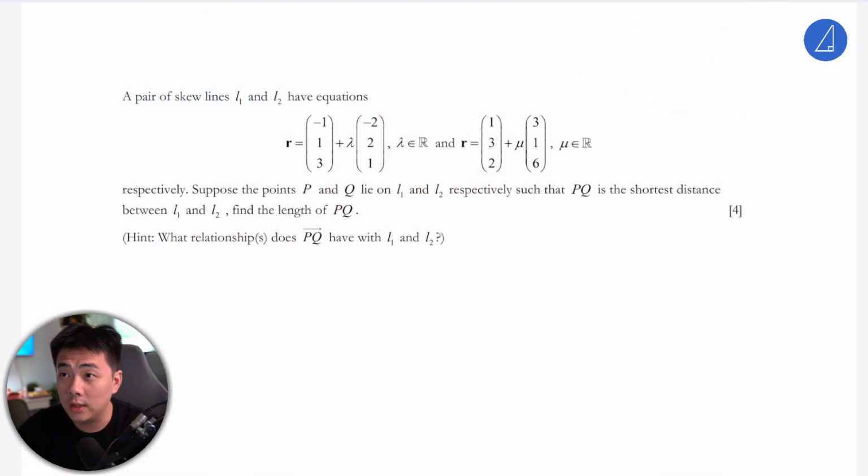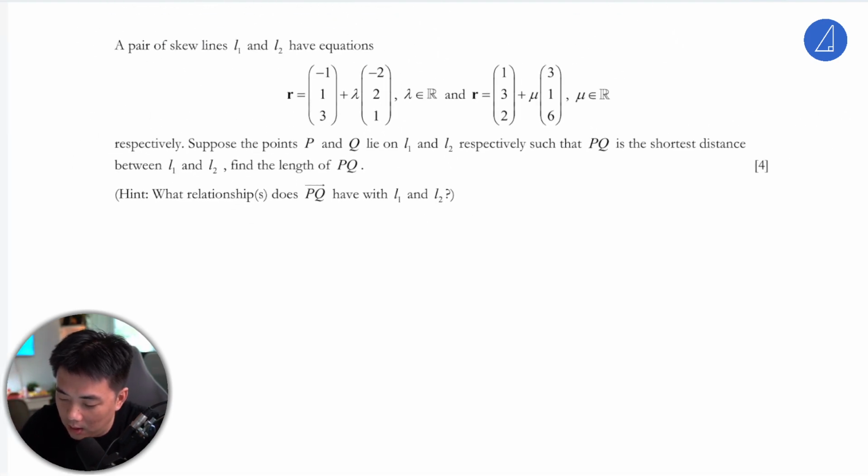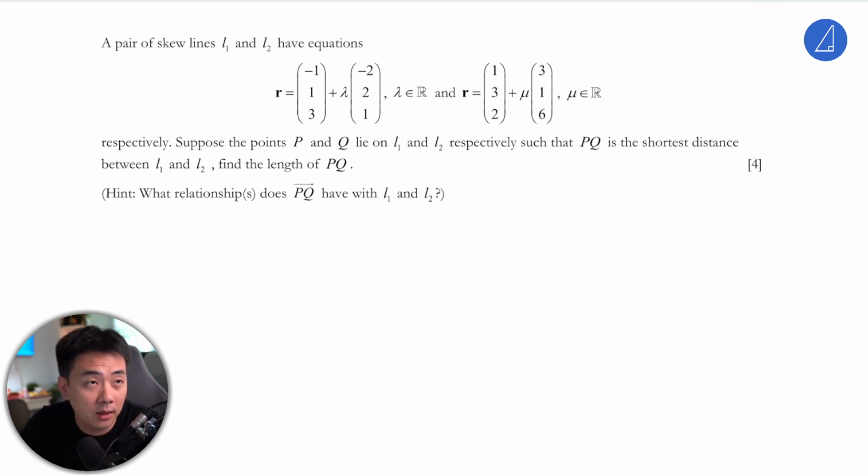Hi students, let's look at this question, which is to find the shortest distance between two skew lines. You're given these two skew lines and told to find the shortest distance. There are two methods here. One is without finding the points P and Q. Actually, there are three ways, but we're just going to do two methods, because generally these two are what you need.